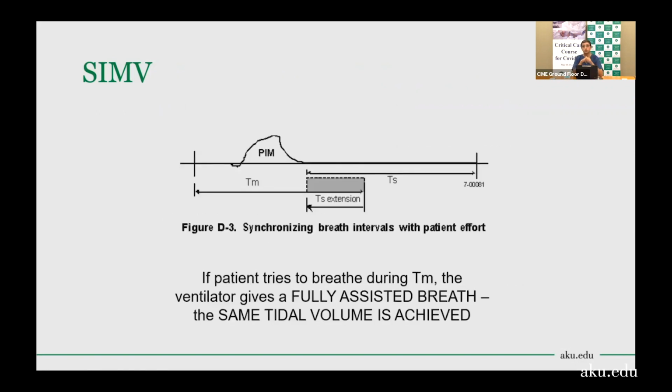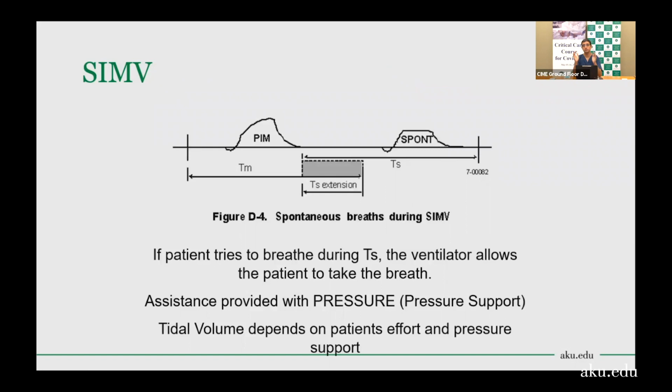So if the patient tries to breathe during the mandatory time, the ventilator will give a full assisted breath and the same tidal volume is achieved. Whereas if a patient tries to breathe during the spontaneous time, the ventilator allows the patient to take the breath, and the assistance is provided with the pressure support that we dial up. And the tidal volume will depend on the patient's effort and pressure support.